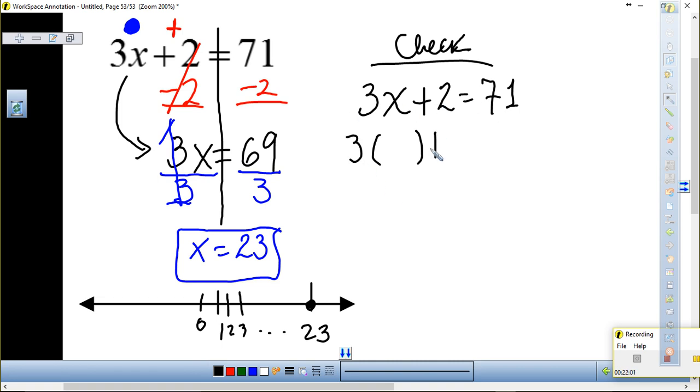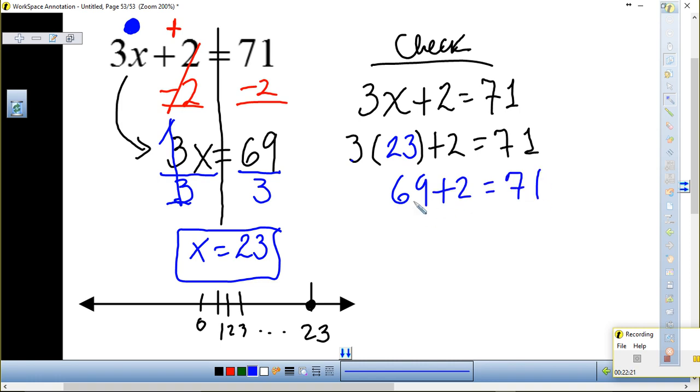This is 3x plus 2 equals 71. All right, so now let's substitute. What goes in for x? 23, Michael Jordan. So 23, that's what we got for x. So let's simplify this. What is 3 times 23? 69 plus 2 equals 71. What is 69 plus 2? I'm working on this side only. 69 plus 2 is 71. Is 71 equal to 71? Yes, and that's how we check.